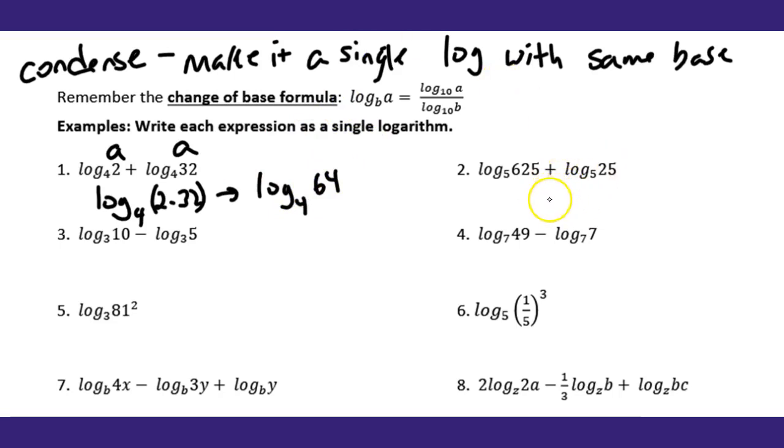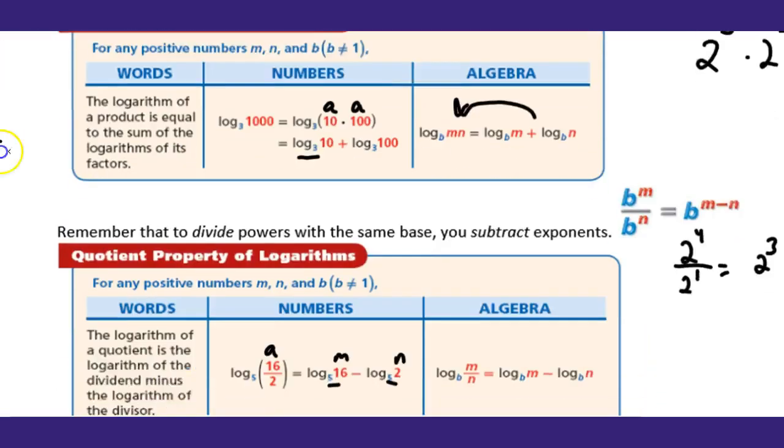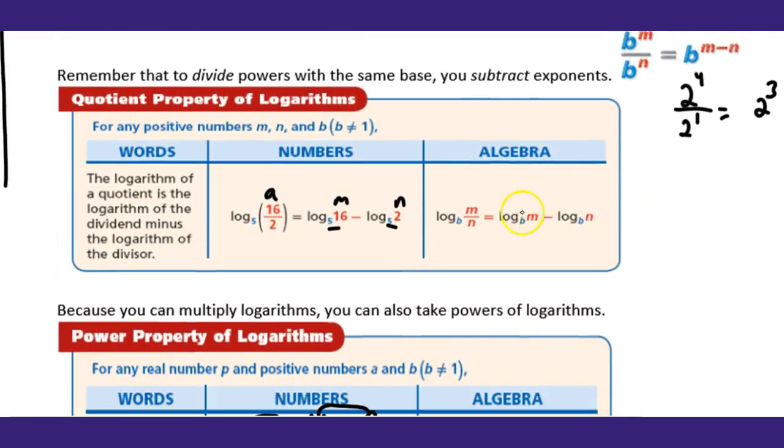This one right here, well, I'm going to let you try that one. This is addition, so you try that one. For this one, this is subtraction. We've got the same base, but remember the rule for subtraction since we're condensing. Log base B of M minus log base B of N. To condense it, you're going to do M divided by N like this. M divided by N, but make sure you keep the same base.